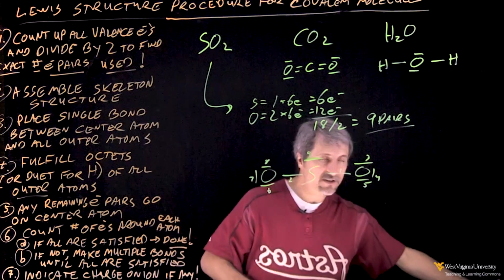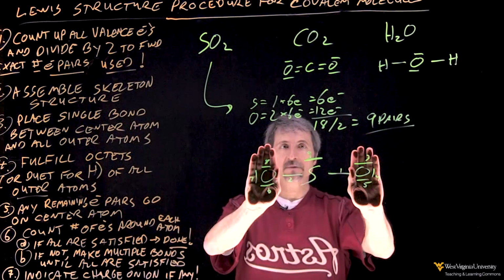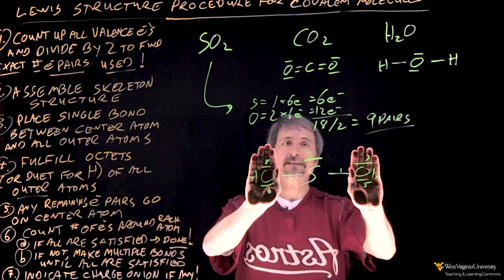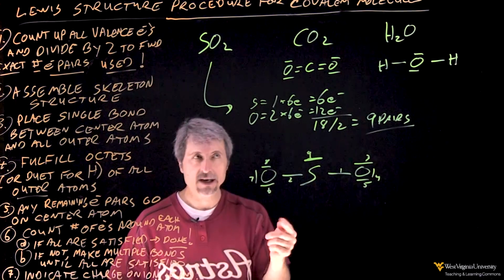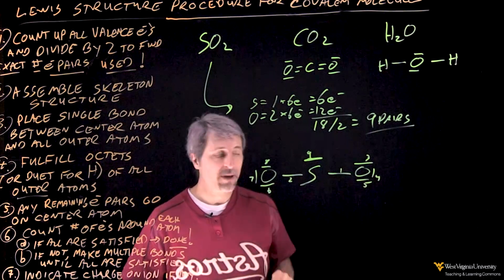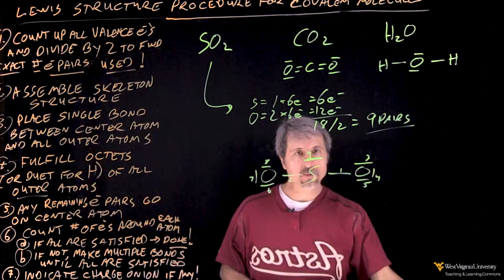What about that center sulfur? I only see 2, 4, 6, right? 2, 4, 6. That's not 8, that's 6. So we have to do something. And we can't add extra electrons because we've already used up our 9 pairs. That's where double bonds come in, right? So how will we do that?